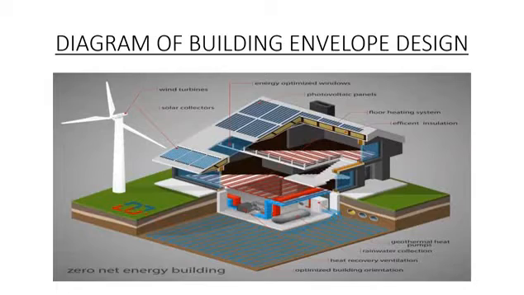And this is the diagram which shows the apparatus used in this design, like wind turbines, solar collectors, energy optimized windows, photovoltaic panels, floor heating system, efficient insulation, geothermal heat pumps, rainwater collection, heat recovery ventilation, optimized building orientation.